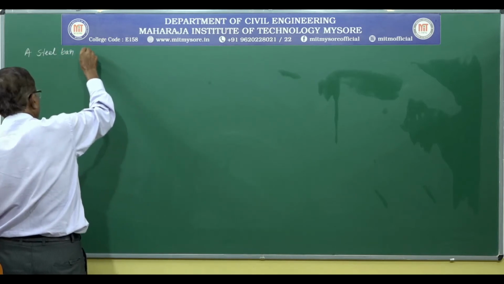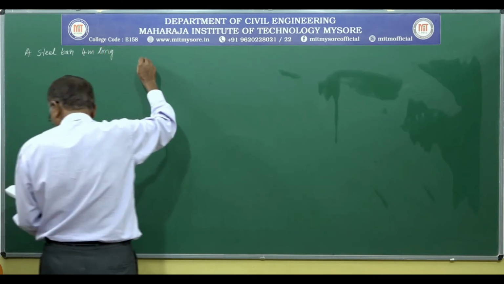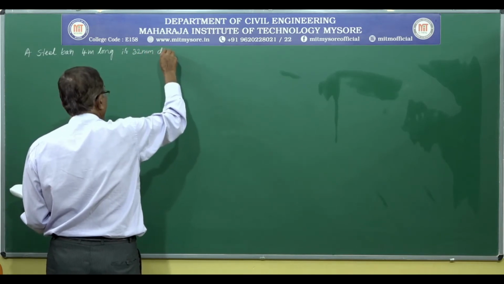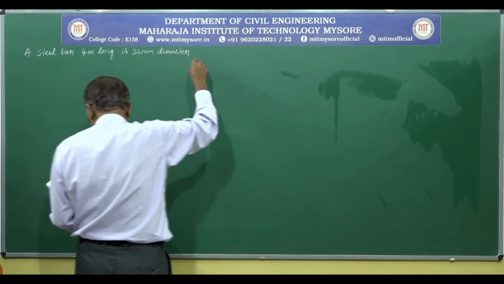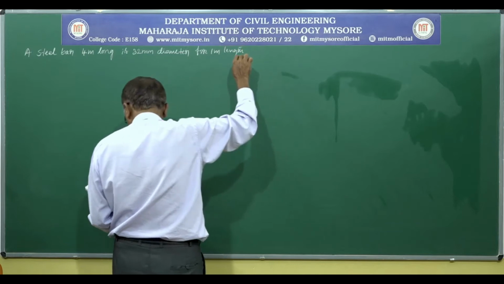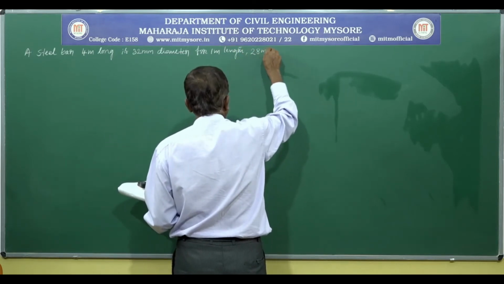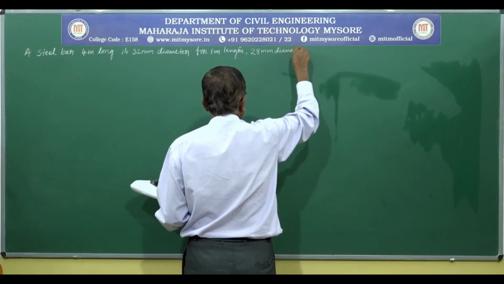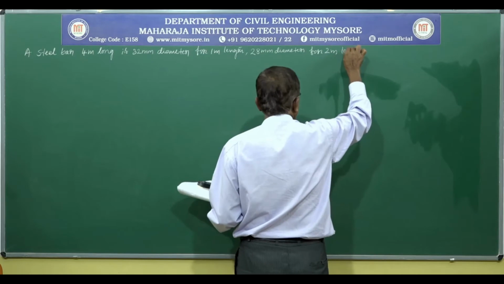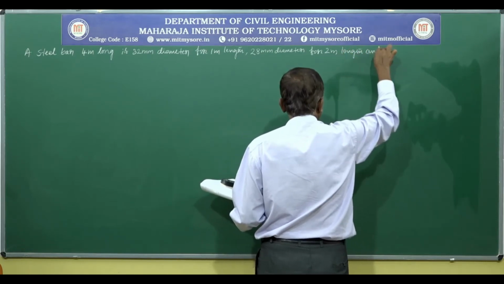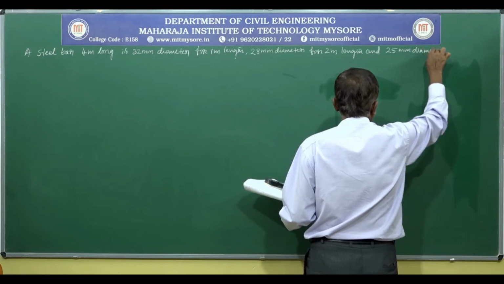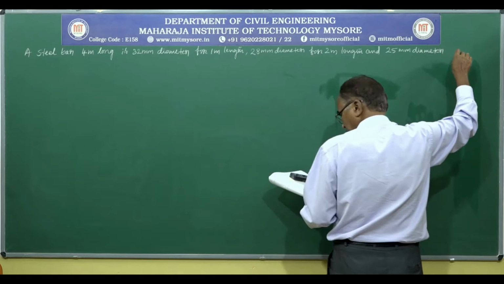A steel bar 4 meter long is 32 millimeter diameter for 1 meter length, 28 millimeter diameter for 2 meter length and 25 millimeter diameter for the remaining length.